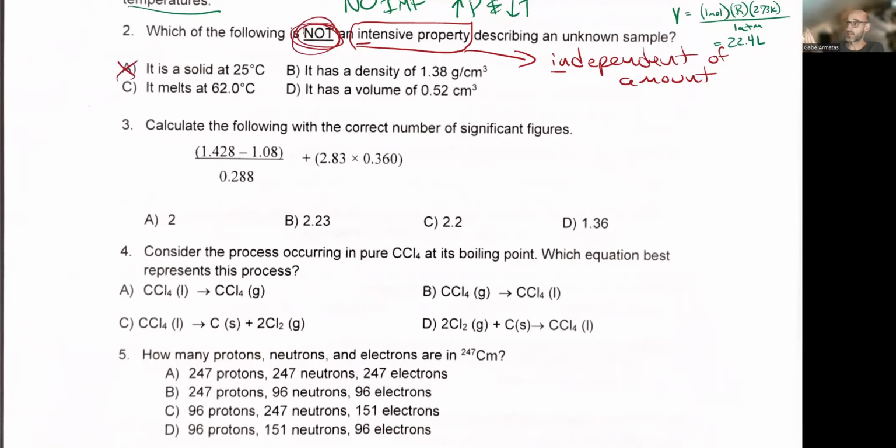B, it has a density. We use density to identify things all the time, so we're going to call that intensive as well. All right, what's next? Melts at 60, any boiling point, freezing point, anything like that, is also going to be intensive. It's independent of amount. Regardless of how much we have, it'll always melt the same and always have the same density. So that means volume. Volume does change. If I have 1 gallon or 10 gallons, that's different, right? So volume is going to be our answer here. It's an extensive property. It does depend on the amount present.